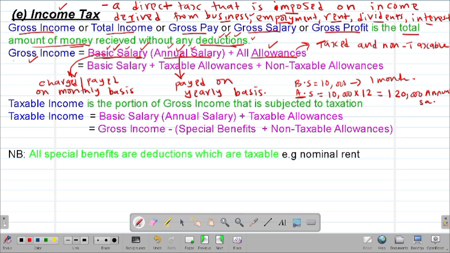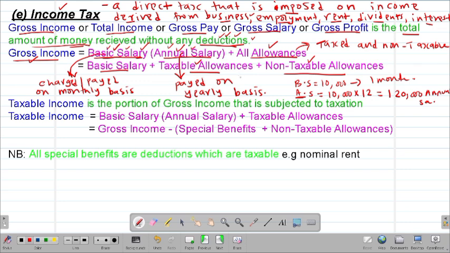Therefore, we can say that gross income can also be given by the basic salary, which can also be annual salary, plus taxable allowances plus non-taxable allowances. So remember, there are allowances which are taxable, other allowances are not taxable. So of course the question will specify whether the allowances are taxable or they are not taxable. So for example, we can have allowances such as commute allowance.